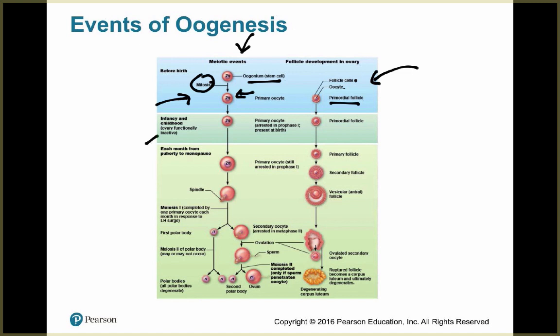Now, in infancy and childhood, the ovary is functionally inactive. So you can see that the primary oocyte now is arrested in prophase 1, and this is present at birth, and that these follicles are still primordial follicles. Remember, that's when the follicle cells, essentially, there's just 1 line of them around holding the oocyte.